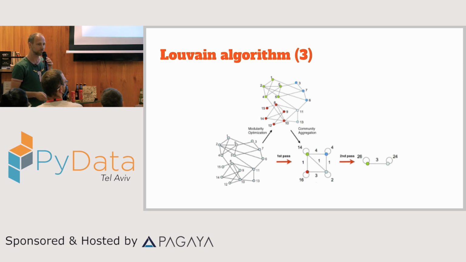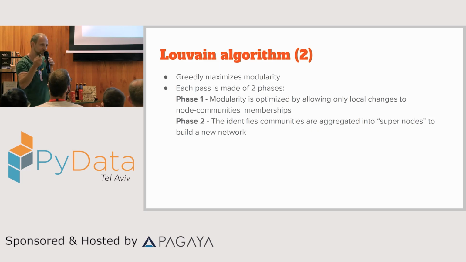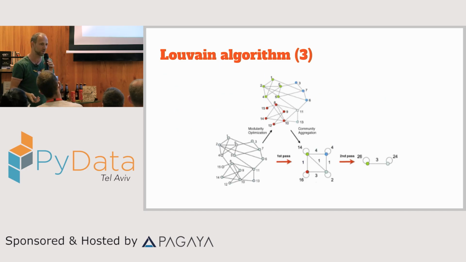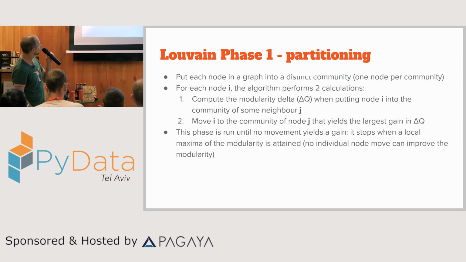Why do you need to do multiple passes? Can't you just stop after the first pass and you have all your clusters? If you want, you don't have to do the second phase. You can do just the first, but it's pretty quick, so why not? So the partitioning part: for each node, we perform 2 calculations. We try to put it in the communities of its neighbors, and then we find the one that gives us the largest gain in delta Q, which is the delta modularity. And we run this part until we don't have anything to gain.